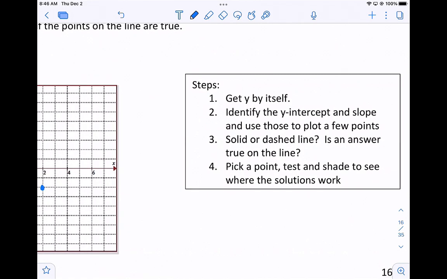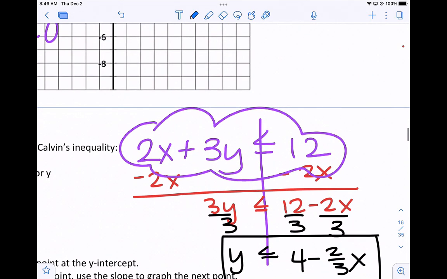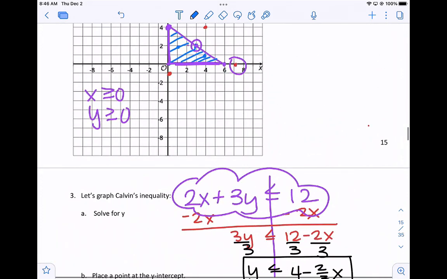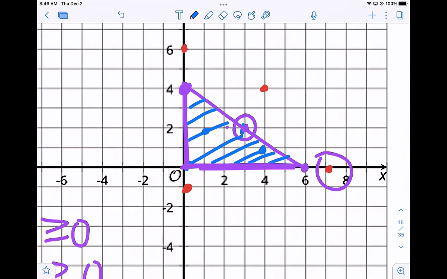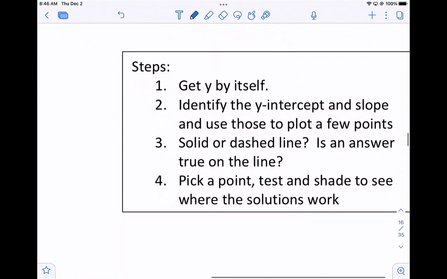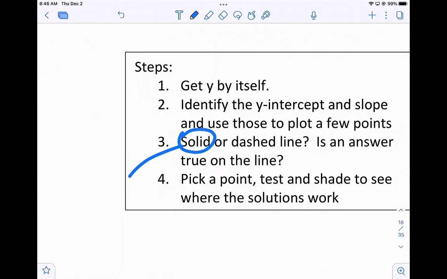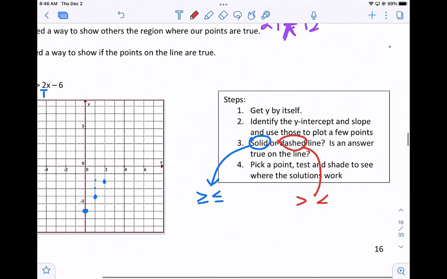Step 3, is your line solid or dashed? Is an answer true on the line? If you notice, for the basketball problem, we wanted all the points that were less than or equal to 12. And so if it can equal the number, to show that our answers can be on the line, it's going to be a solid line. A solid line is if you have an equal sign, because your answer can be on the line. It's going to be a dashed line if your answer has to be above or below the line. So your answers can't be on the line, you'll have a dashed line.